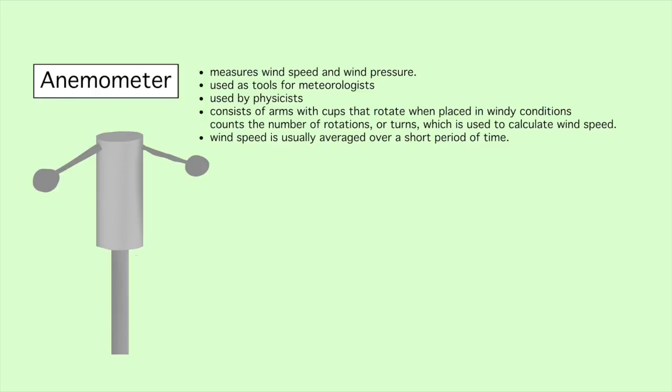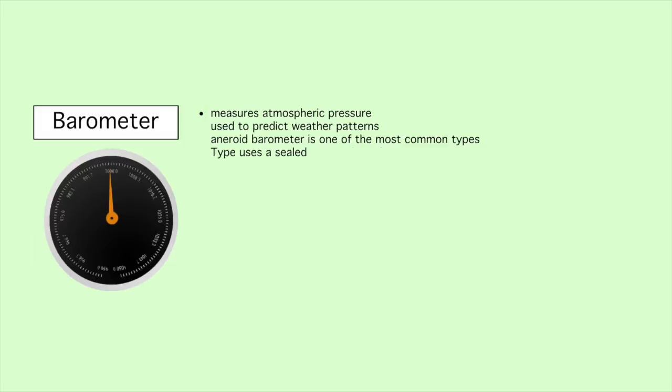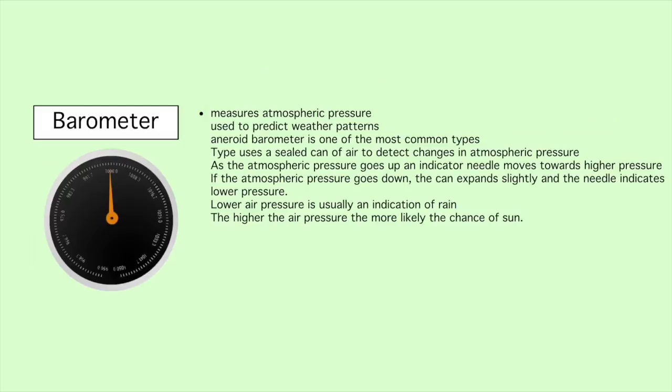Because wind speeds are not constant, wind speed is usually averaged over a short period of time. Some scientific anemometers use the speed of sound to measure the wind speed more precisely in 3 dimensions. Second, we have the barometer, which measures atmospheric pressure, and it's used to predict weather patterns.